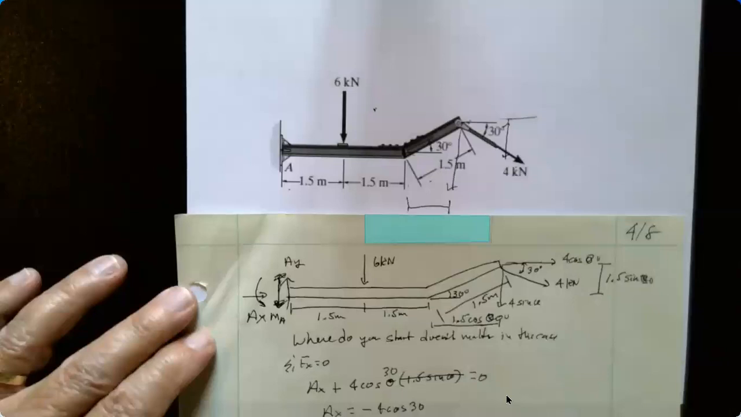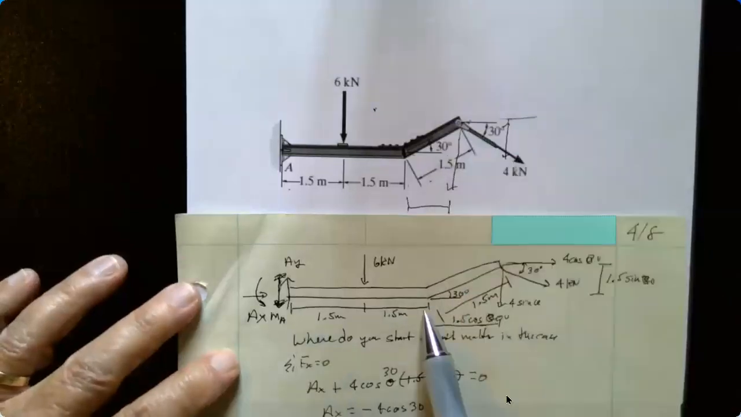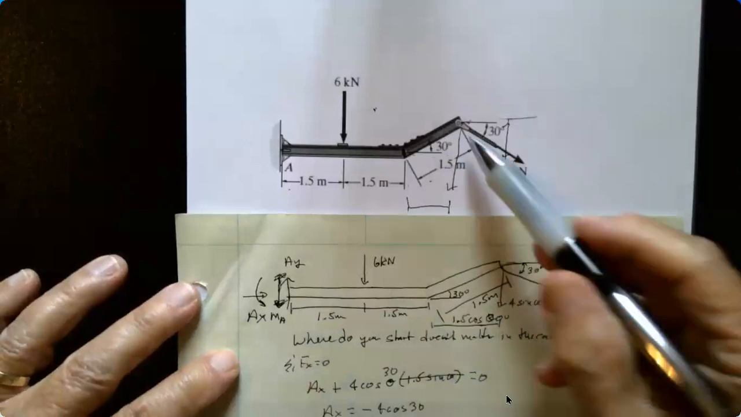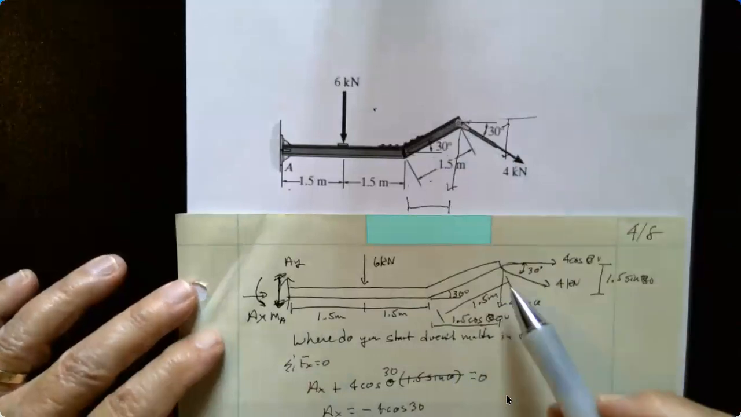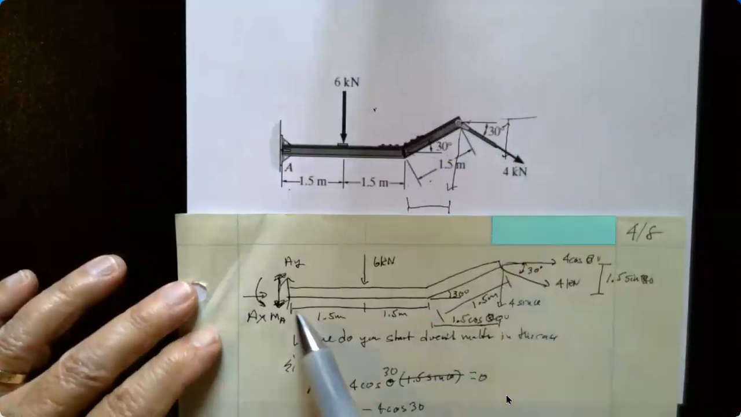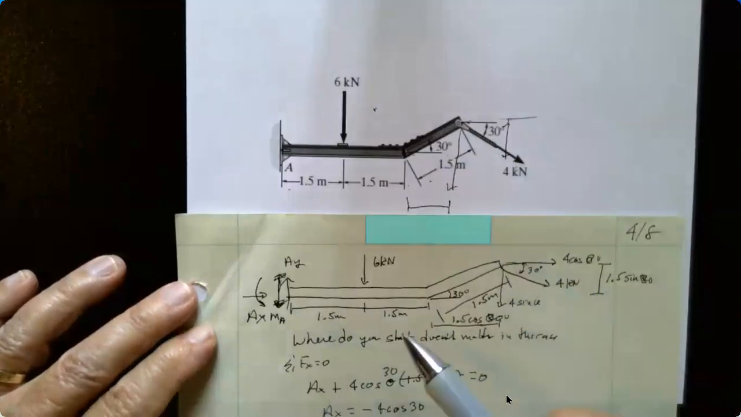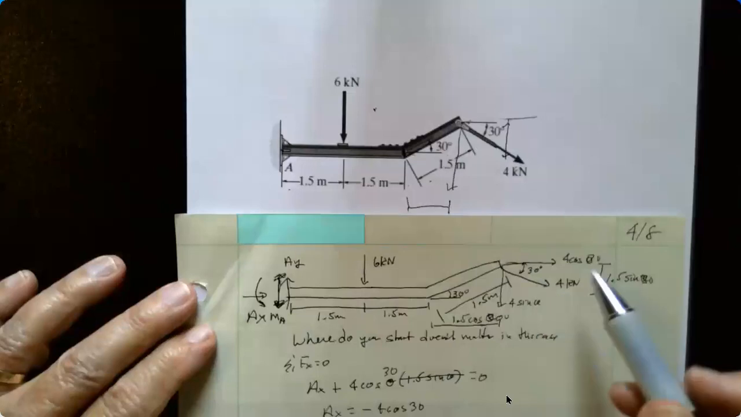So what I've done, this is the problem, and I've got it sketched out like this. And this is how I would do the free body diagram to work the problem. Sometimes you can really simplify it, but I need to show the angles and what we're going to be doing here. Okay. This is 6 kN load. I have the 4 kN out this way.